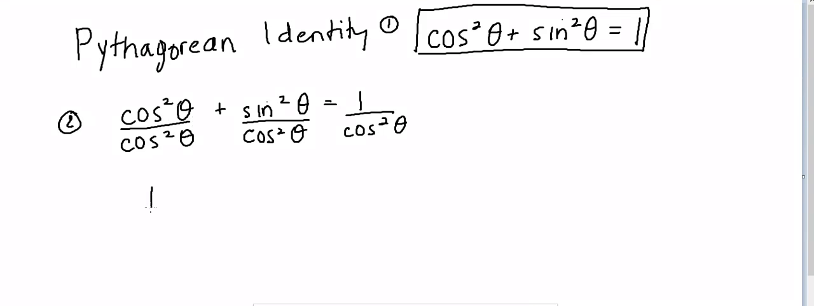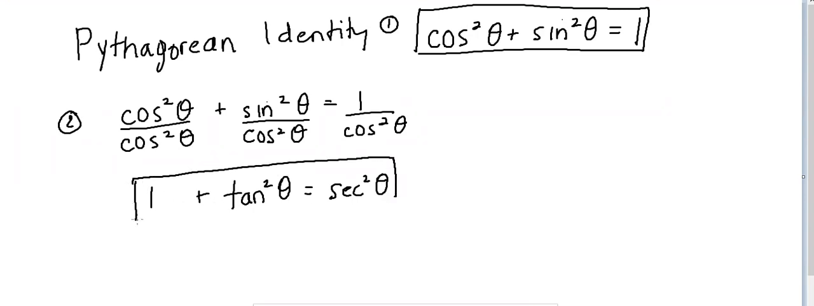Anything divided by itself is 1. Sine over cosine. Okay, the fact that they're squared, it's still the same identity. Sine over cosine is tan, but it's actually tan squared. And 1 over cosine, that's from the inverse ratios from the previous video. 1 over cosine is actually secant. And this is the second identity, okay? A fact that holds true for any values of the angle. This is identity number 2.